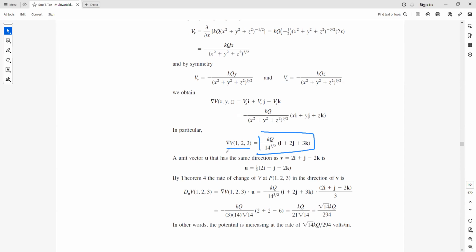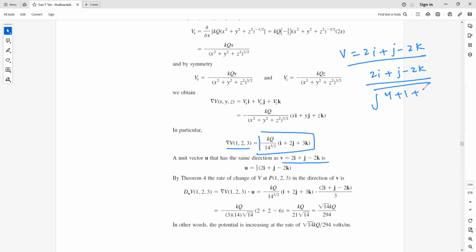Now the vector in whose direction we need to find the directional derivative is given as v equals 2i plus j minus 2k. This is given in the question. Now we need to find the unit vector first. We know that the definition of a unit vector is the vector divided by its magnitude. The magnitude of this vector is square root of 4 plus 1 plus 4, that is square root of 9. So we get 2 over 3, 1 over 3, negative 2 over 3. So this is the unit vector.